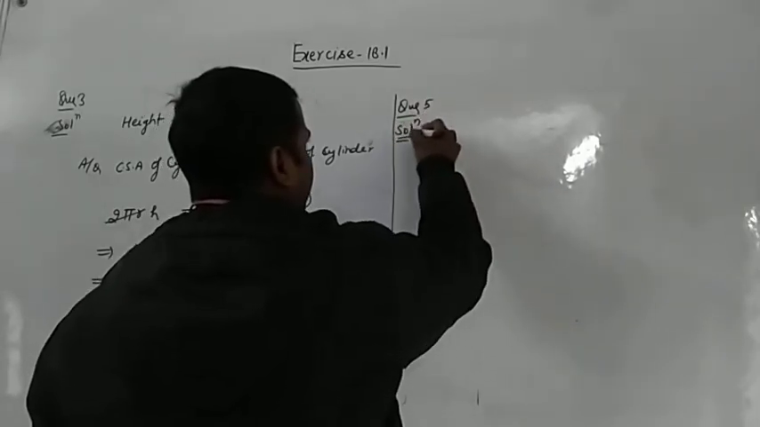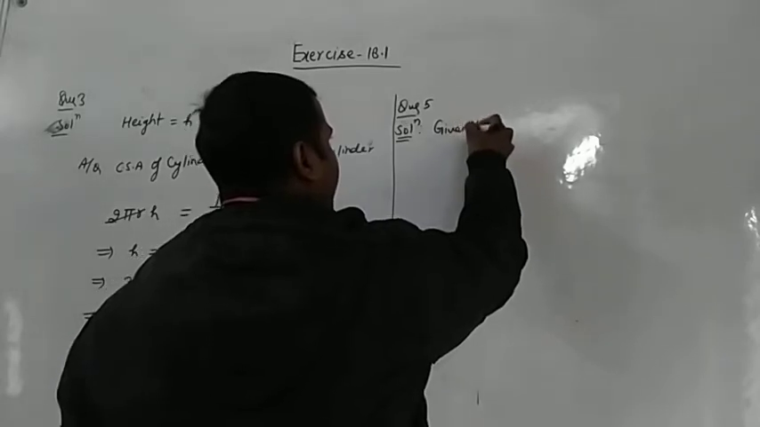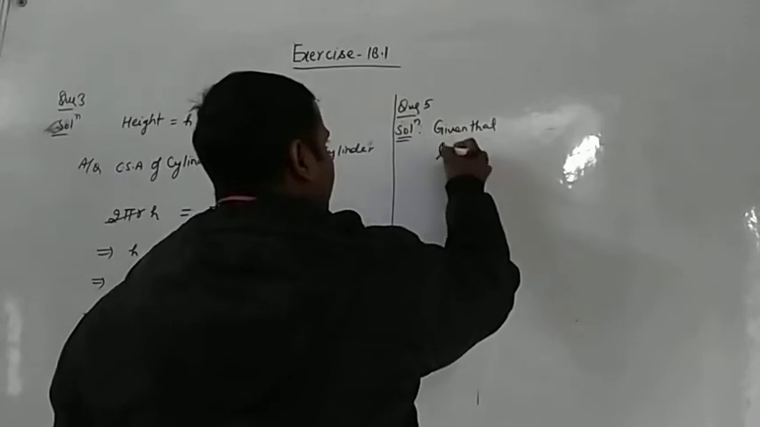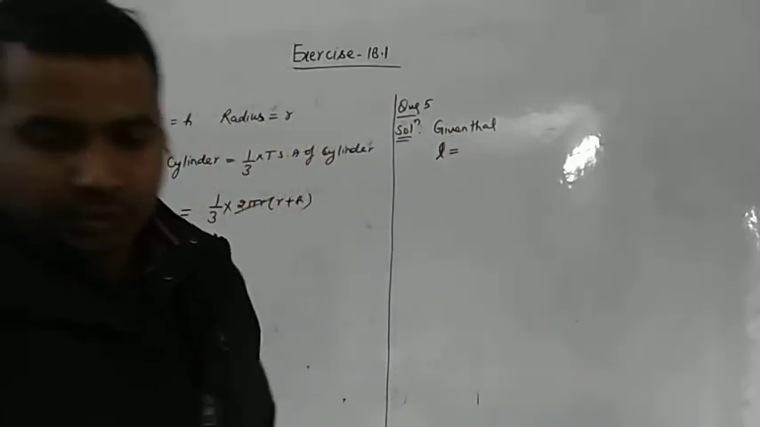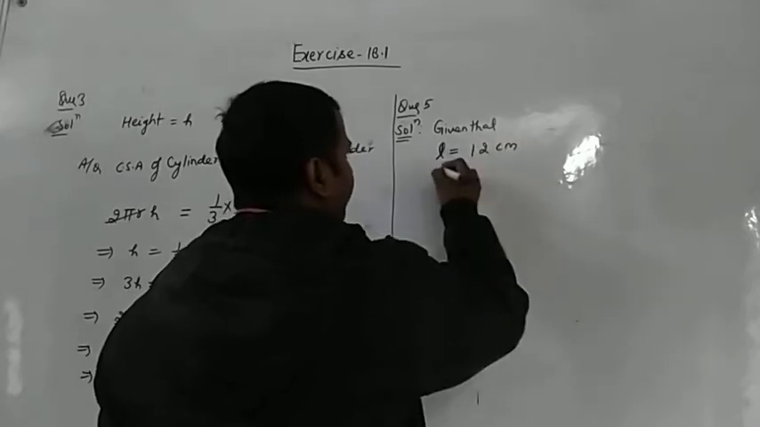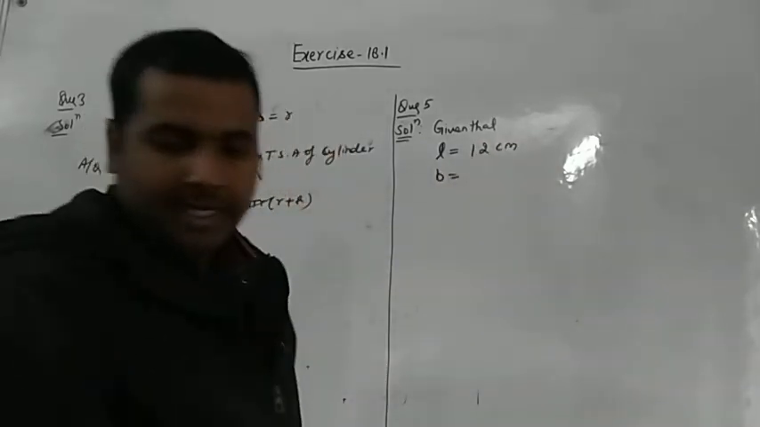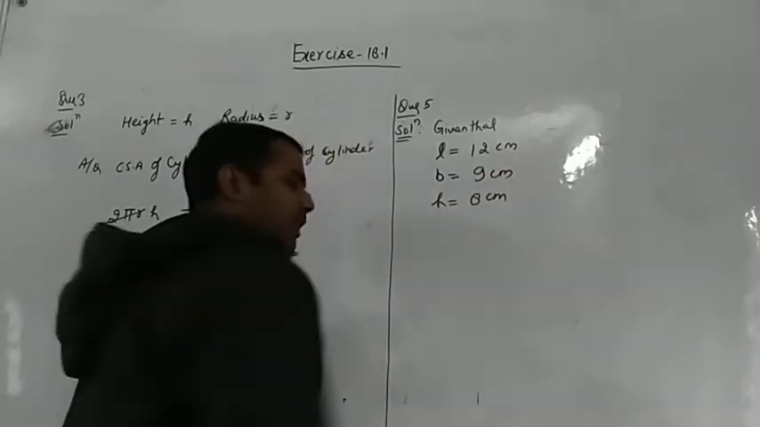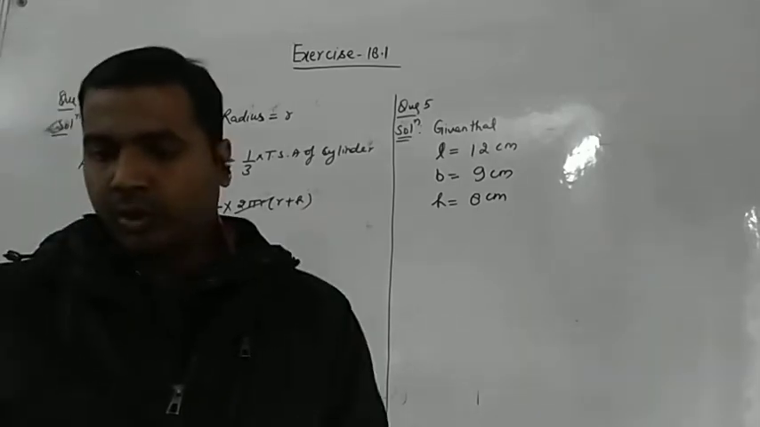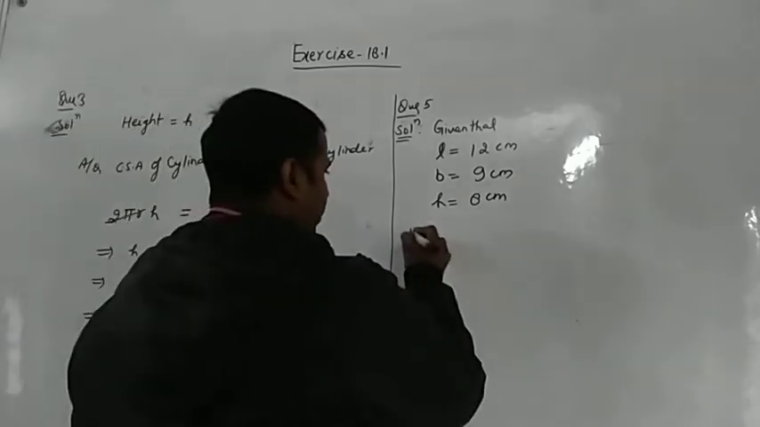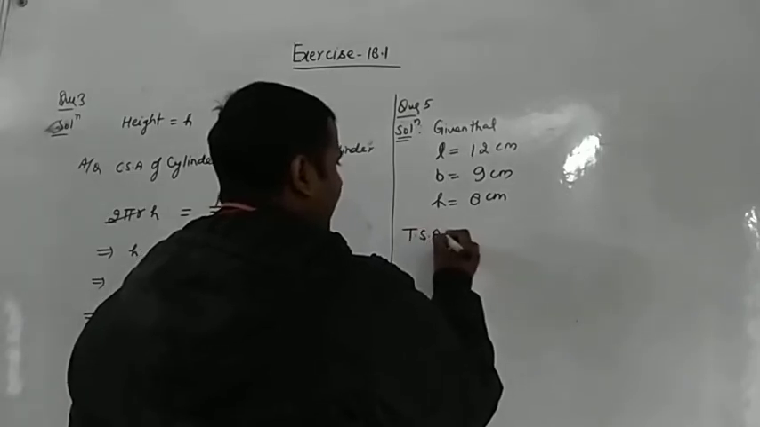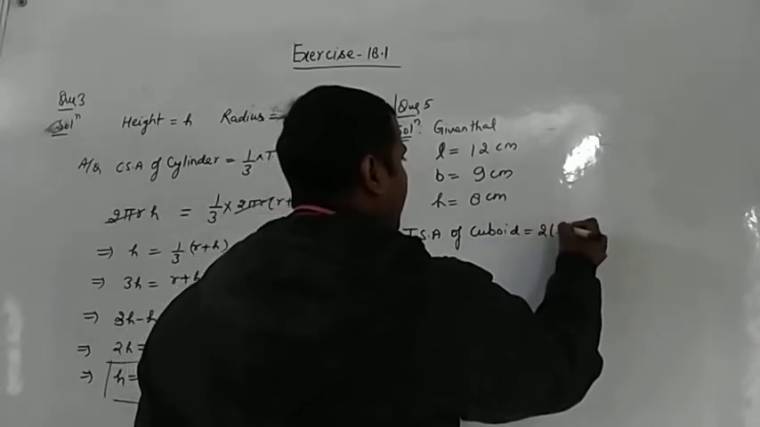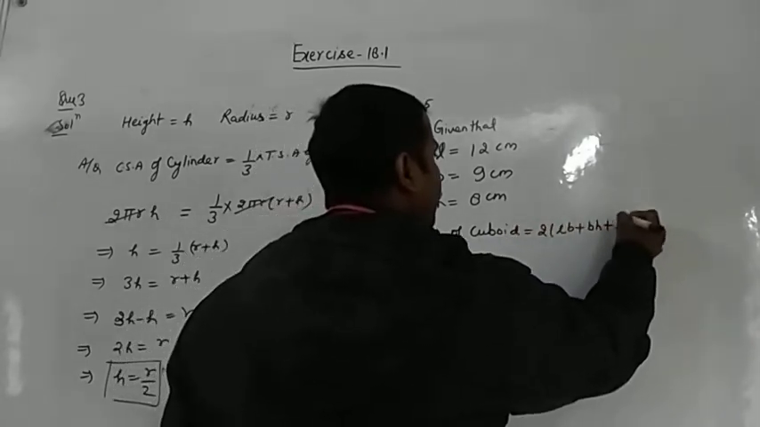Given that length of cuboid L is equal to 12 centimeter, width is equal to 9 centimeter and height is equal to 8 centimeter. Now we find total surface area. So as we know, total surface area of cuboid is equal to 2 times LB plus BH plus HL.